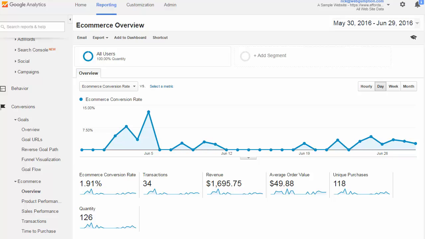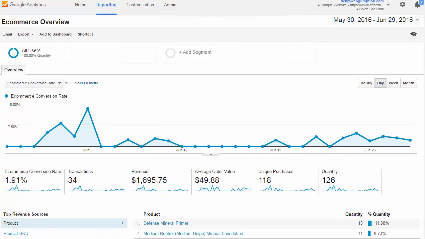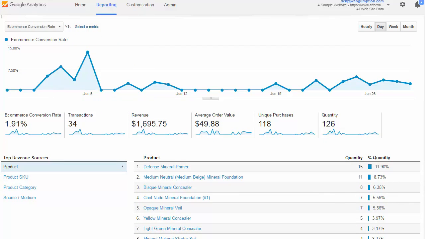To access this report, you're going to go left nav, conversions, e-commerce, and we're going to start with the overview report. So the e-commerce overview report gives us a very nice high-level view of some basic e-commerce metrics. So we're going to look at things like the e-commerce conversion rate, 1.91%. We saw 34 transactions in this time period, generated $1,695 in revenue. Our average order value was about $50. We had 118 unique purchases and 126 products purchased.